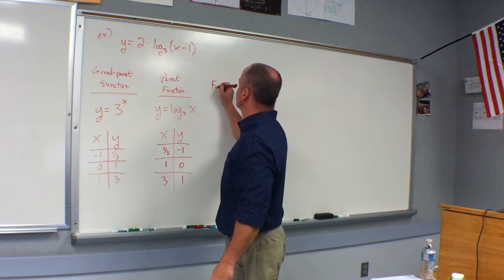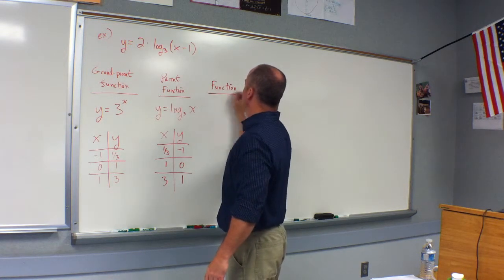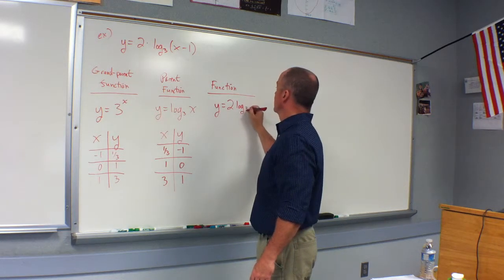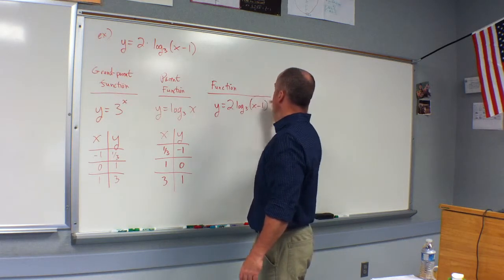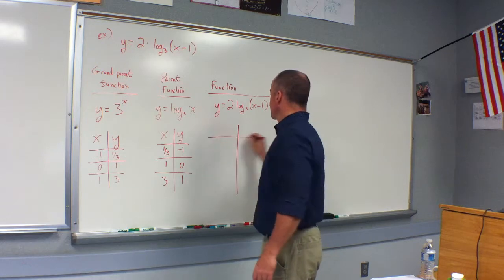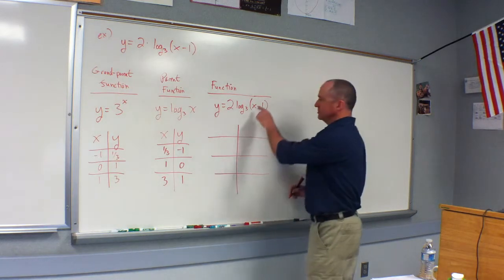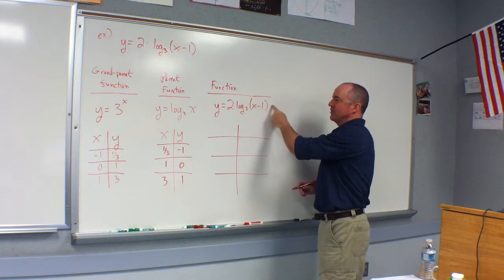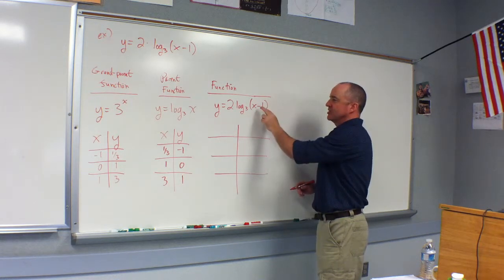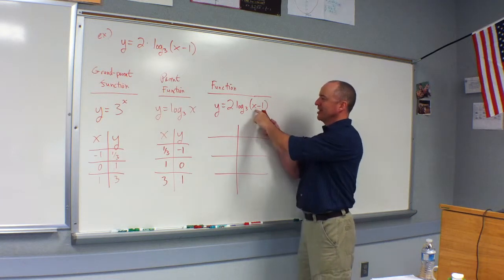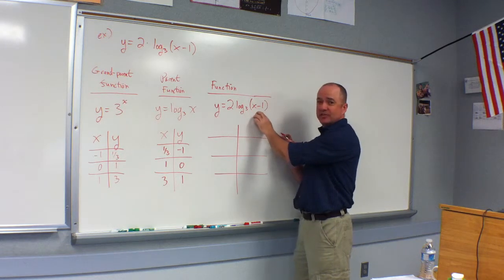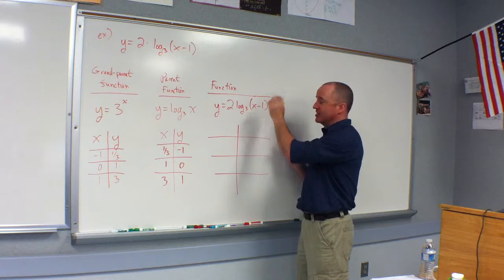Now, the function itself, there's a pattern to this. The function itself is y equals 2 log base 3 of x minus 1. Is this shift up, down, left, or right? If it's inside the function with the x, it's a counterintuitive shift. It's the opposite of what you're looking at. Literally the opposite, because you switch positive to negative.